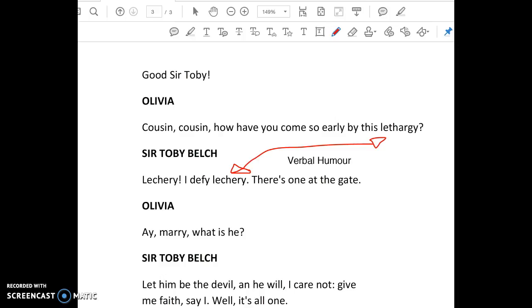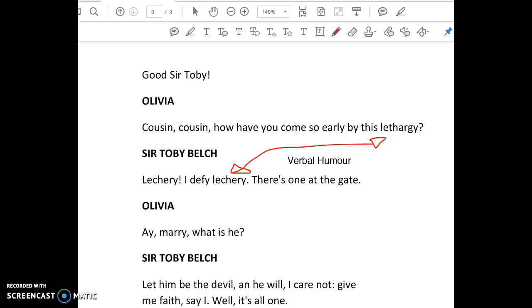Here, Sir Toby mishears what Olivia says. She says, "Cousin, how have you come so early by this lethargy?" She says lethargy, which means being lazy. So Toby misunderstands this, and therefore he responds with, "Lechery, I defy lechery. There's one at the gates." Lechery meaning being horny. This is verbal humor due to some funny wordplay, somewhat a pun.